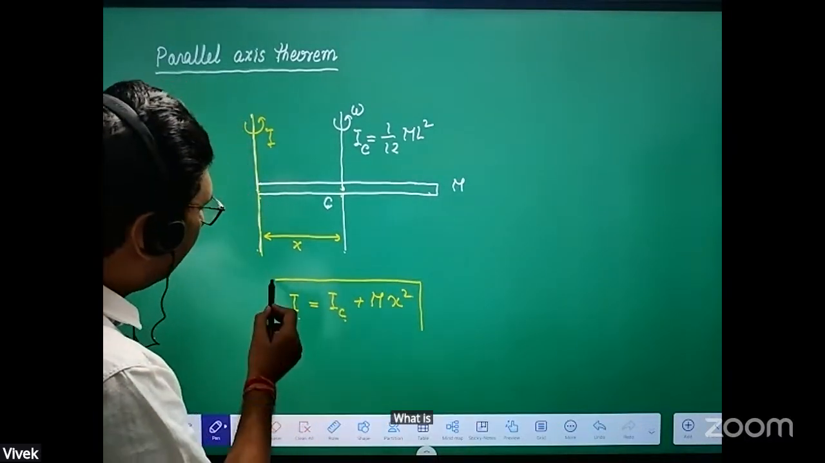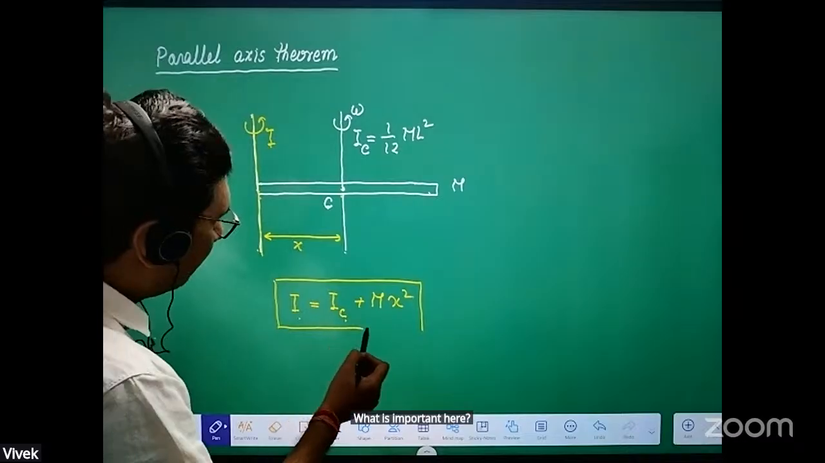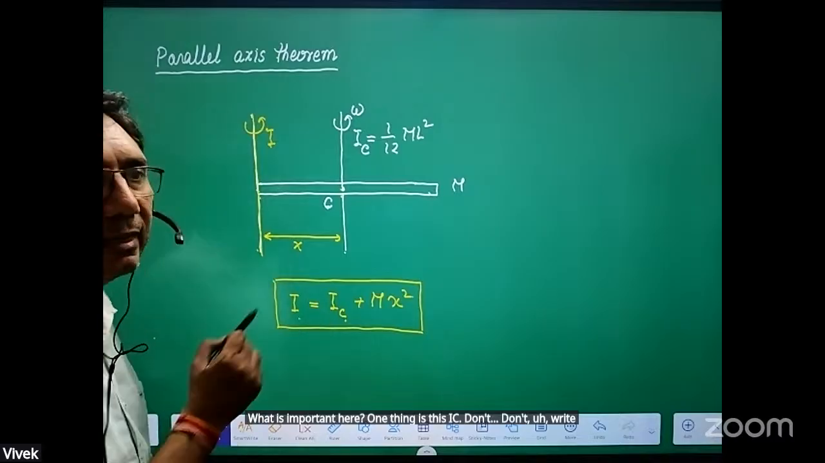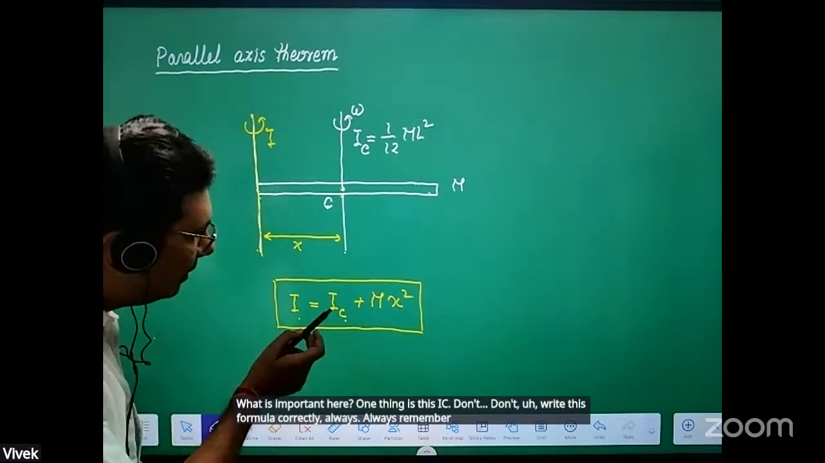What is important here? One thing is this IC. Write this formula correctly always. Always remember this one point, that IC will be here.